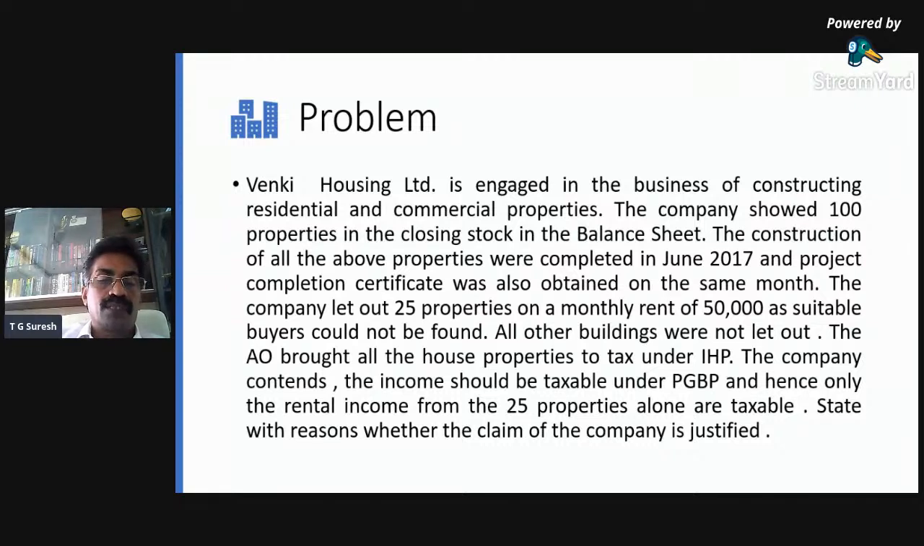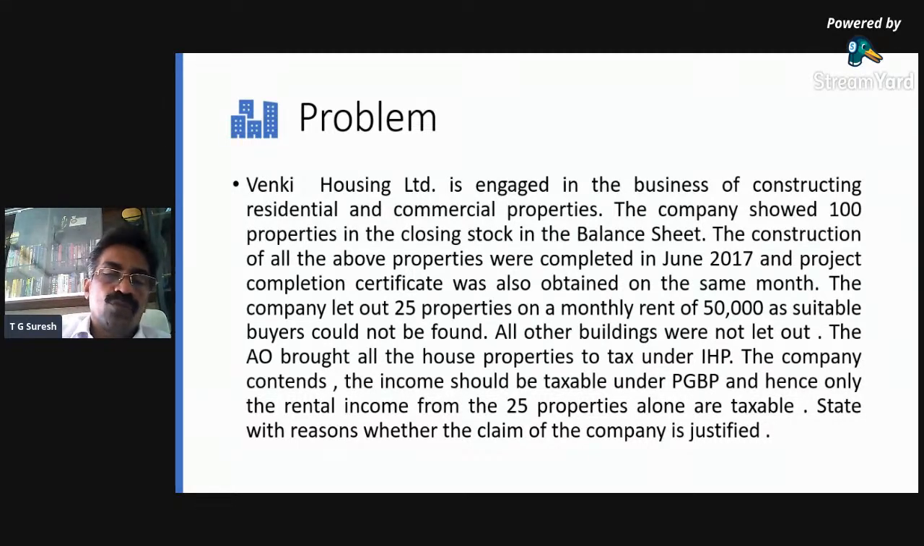The assessing officer brought all the house properties to tax under IHP. The company contends that the income should be taxable under PGBP, and hence only the rental income from the 25 properties alone is taxable. State with reasons whether the claim of the company is justified.